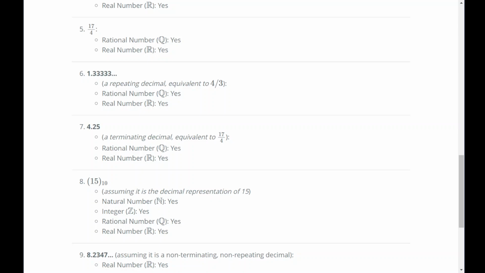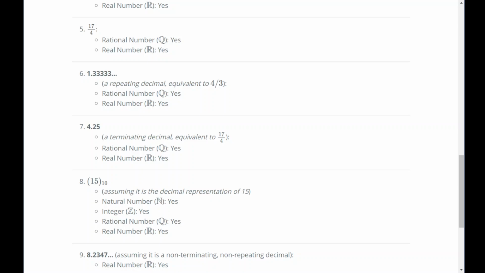Okay. So 1.333. Well, that's a repeating decimal equivalent to 4 divided by 3. Again, an integer divided by an integer, so that's a rational number and also a real number. Not an integer in itself, not a natural number in itself.